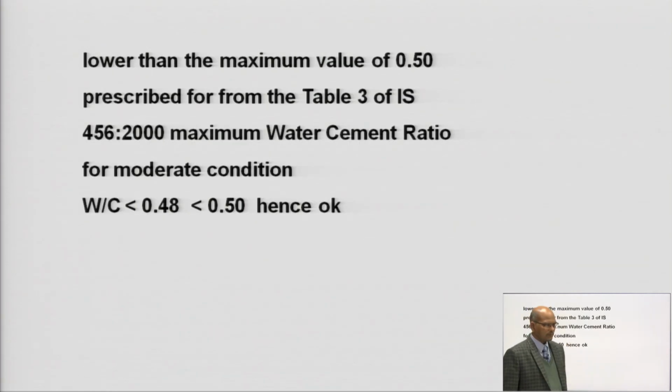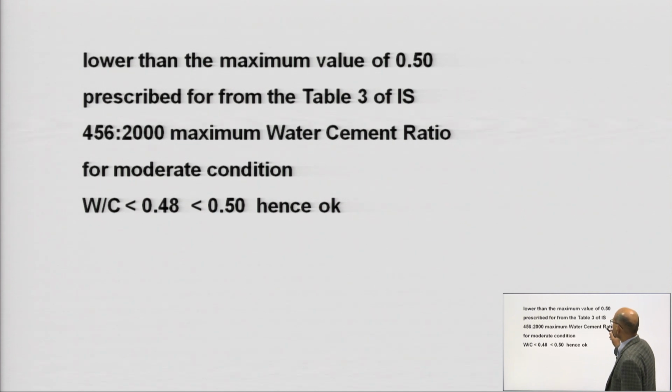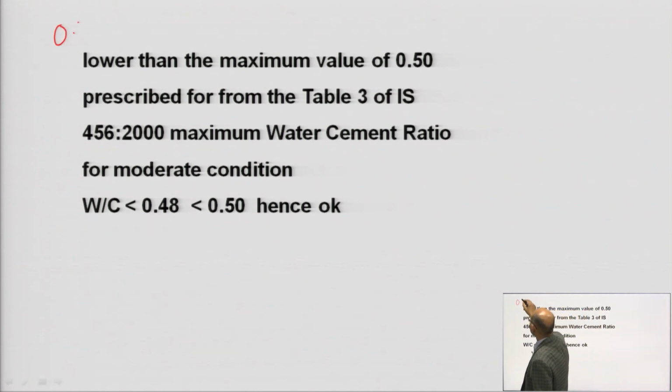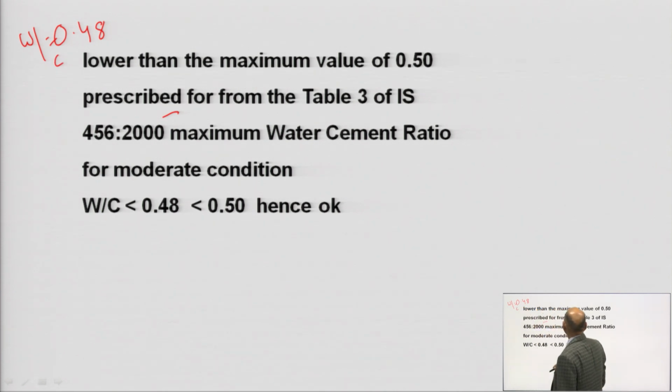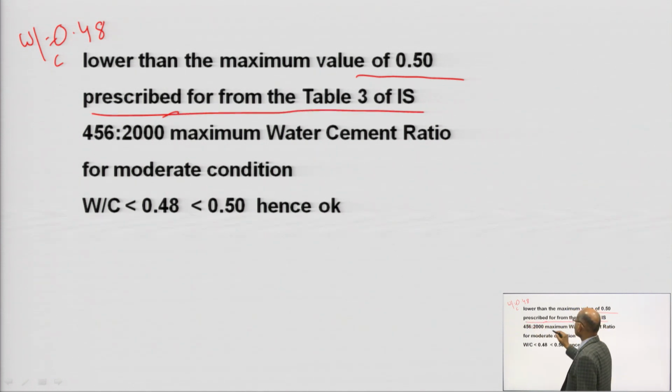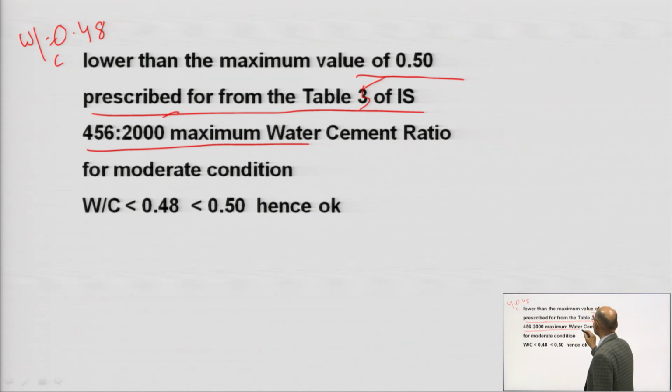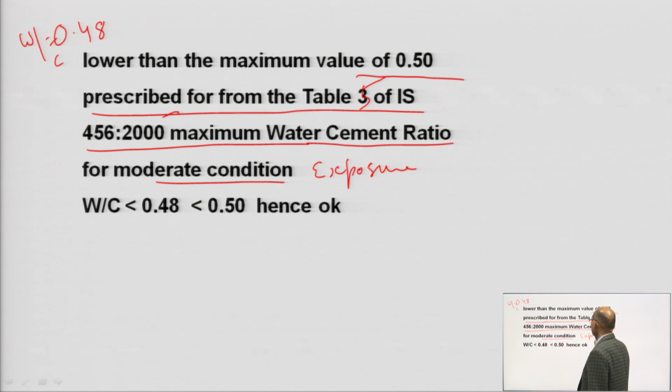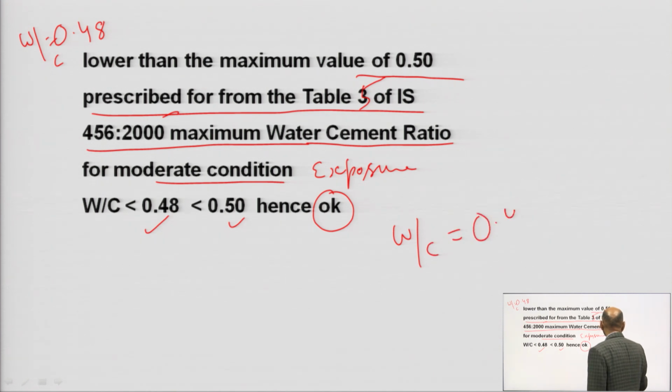Based on that, what we have got is a lower value than required. Our value is 0.48 water cement ratio, required from the strength point of view. That is lower than the maximum value of 0.50 prescribed in Table 5 of IS 456 for the moderate exposure condition. So the water cement ratio from strength is 0.48 and here it is 0.5. How much water cement ratio are we going to adopt? 0.48.